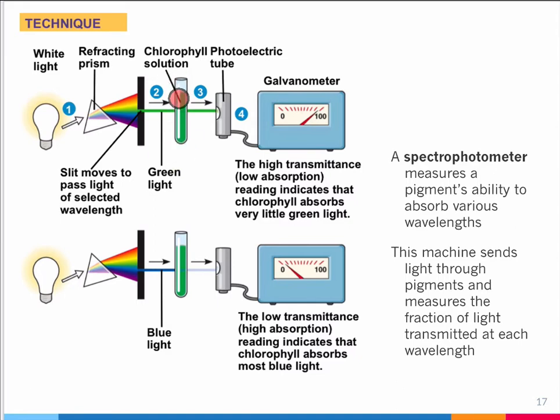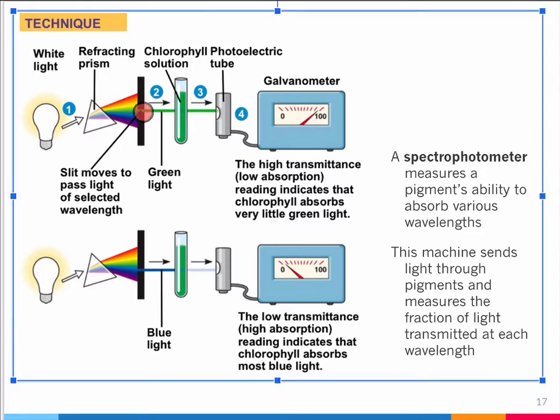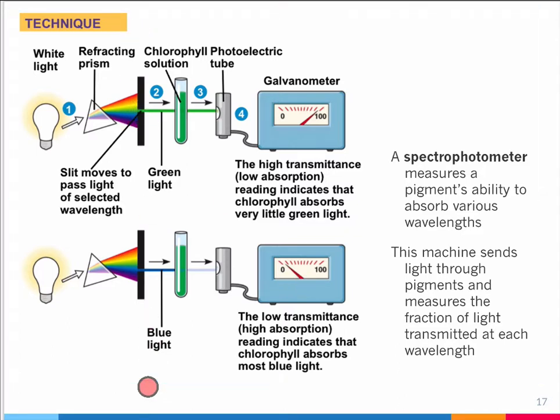In this case, we're testing chlorophyll. And depending on how much of that light is reflected, we get either high transmittance, meaning lots is reflected, or very low transmittance, which means very little was reflected. Low transmittance means high absorption. So here, when you see green light passing through and getting reflected, you get a very high transmittance, which means the plant is not doing much photosynthesis if it gets only this wavelength of green light.